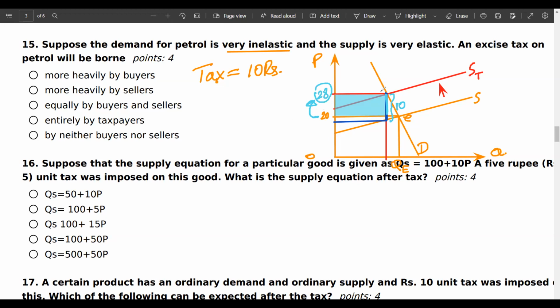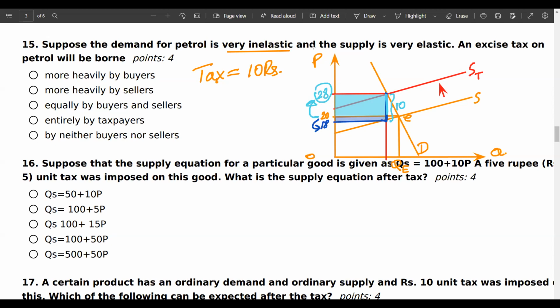And from 28, if you deduct 10 rupees, you get the producer's price. That is this price, 18. 28 minus 10 is 18. So producers, earlier they were getting 20. Now, even though they are selling for 28 rupees, 10 rupees goes to the government. So producers are getting now 18 only. So this box actually shows the producer's share, the producer's burden.